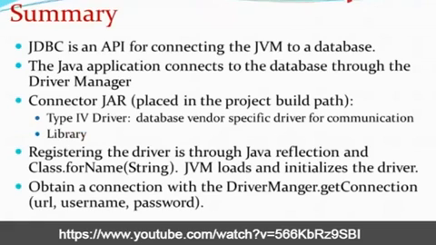Summary. JDBC is an API for connecting the JVM to a database. The Java application connects to the database through the driver manager. The connector jar placed in the project build path contains a Type 4 driver, a database vendor-specific driver for communication, and a library. Registering the driver is done through Java reflection and Class.forName. The JVM loads and initializes the driver at runtime. Obtain a connection with DriverManager.getConnection, passing the URL, username, and password.